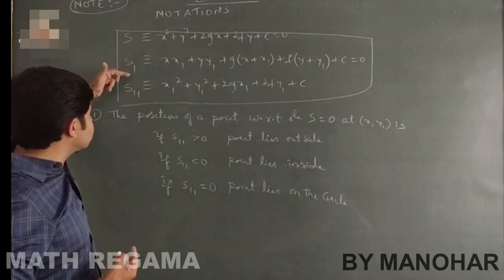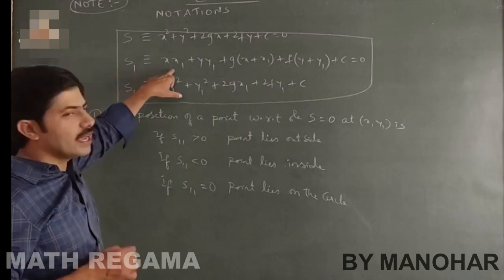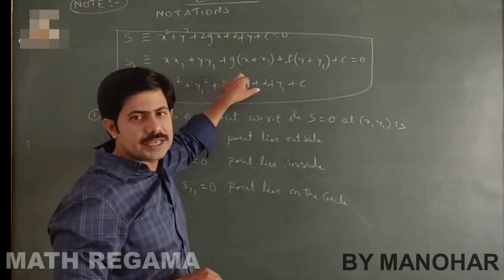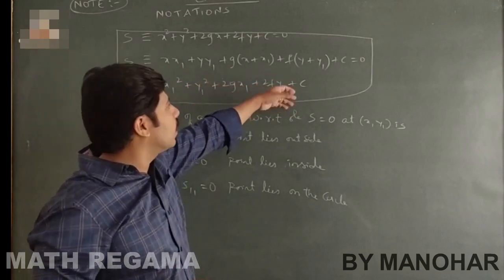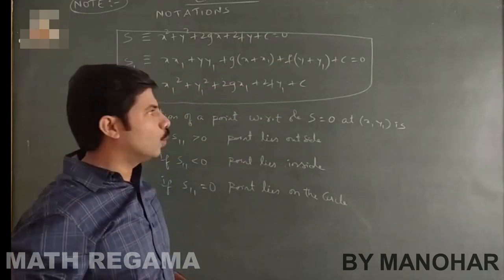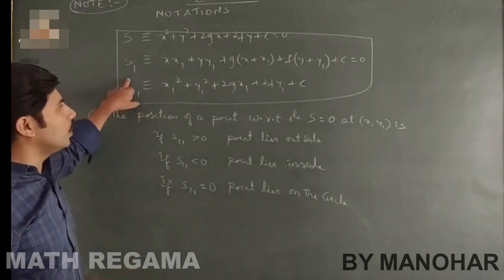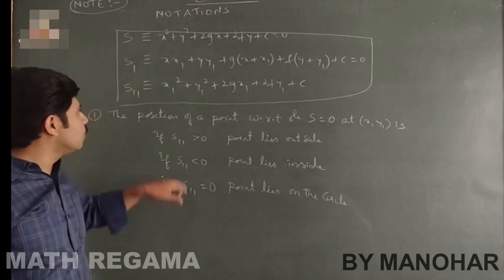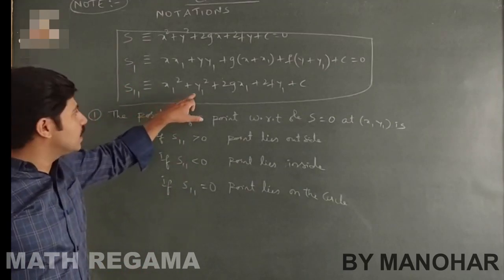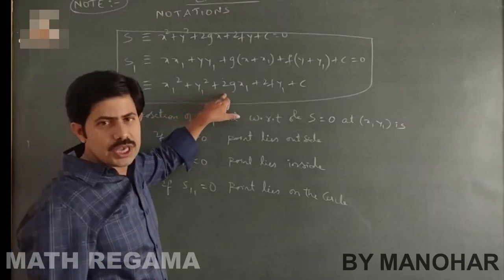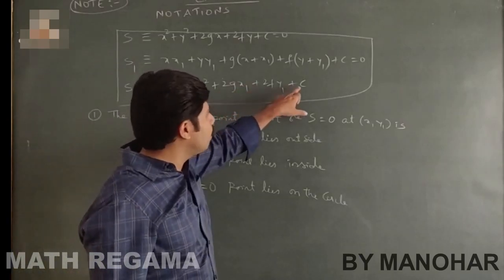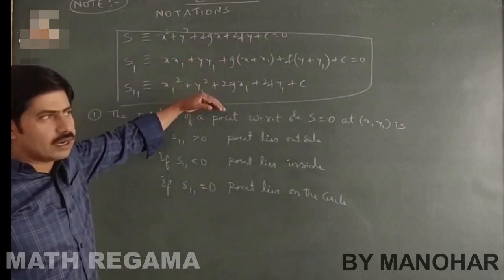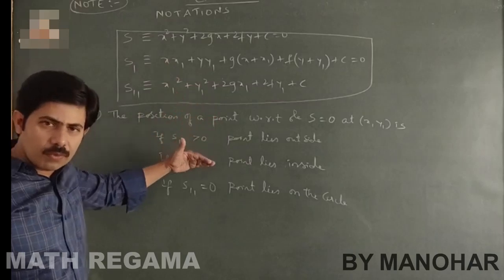So how to represent the notation S1? It is xx1 plus yy1 plus g into (x plus x1) plus f into (y plus y1) plus c is equal to 0. So this is the S1 notation. You have to learn this notation by heart. And next S11. S11 is x1 square plus y1 square plus 2gx1 plus 2fy1 plus c. Okay, so these are the three notations you have to learn by heart. Using the notations we have some more formulas.